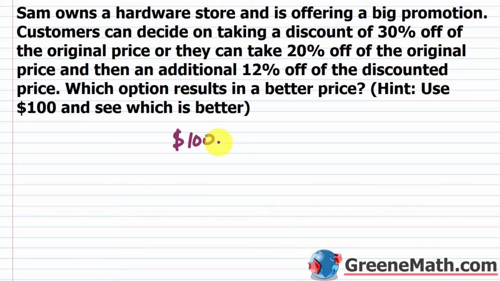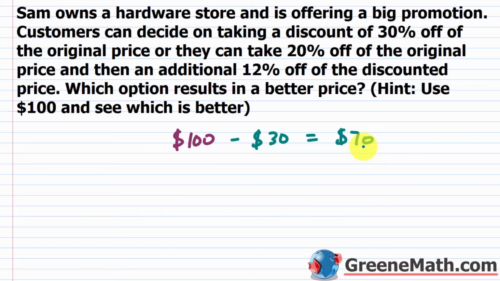What you would do is, in the first scenario, you're taking a discount of 30%. So I would want 30% of $100, and that's going to be 0.3 times 100, which is $30. So I'm going to subtract away $30. What is this going to give me? It's going to give me $70. So this is the first scenario.